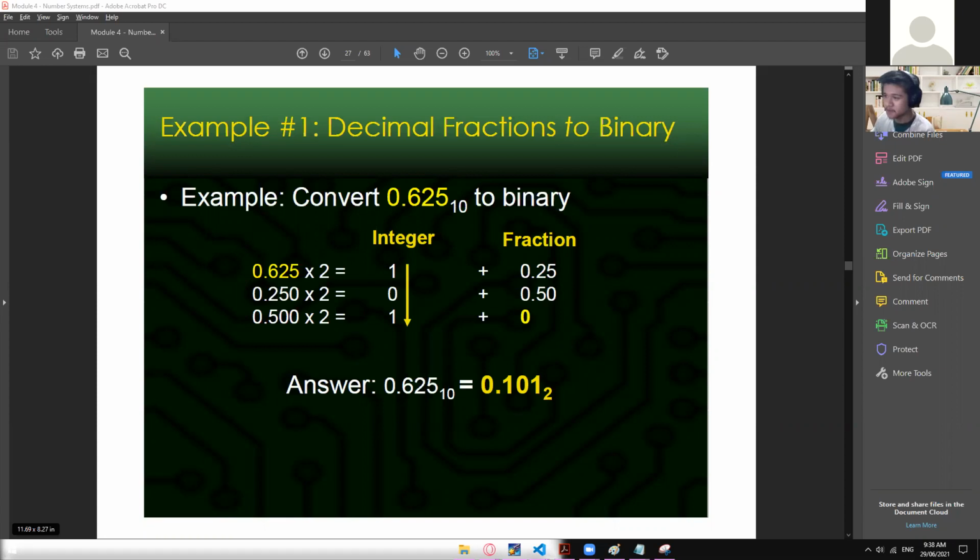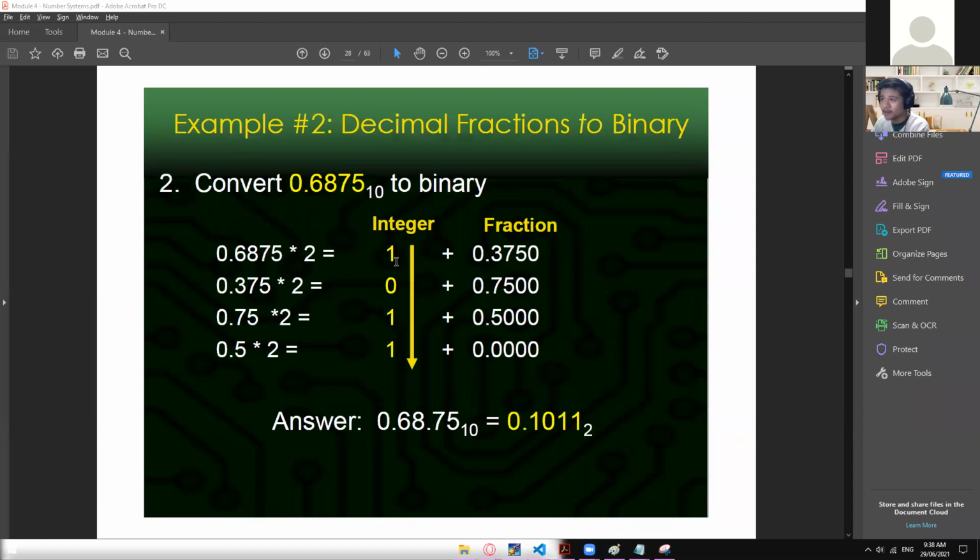Okay, sorry for that. Are we clear so far regarding this example, decimal fraction to binary? If you have a question, feel free to ask me right away. That's it for this decimal fraction, so let's now have the second example.